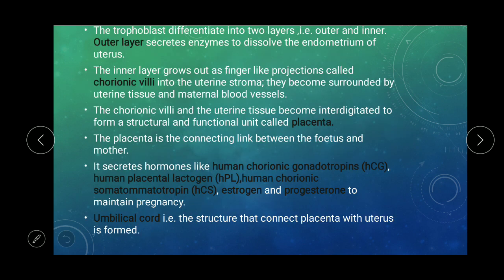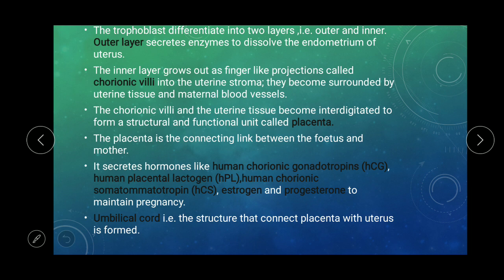So the trophoblast differentiates into two layers. We have already discussed the blastocyst, that it has two layers, or we can say two cell masses. The trophoblast is the outermost layer and the inner cell mass is called the embryoblast, because the embryoblast will form the embryo proper, that's why it is called embryoblast. The outer layer secretes enzymes to dissolve the endometrium of the uterus, we have already seen this, and by virtue of this process it will become embedded in the uterine cavity.